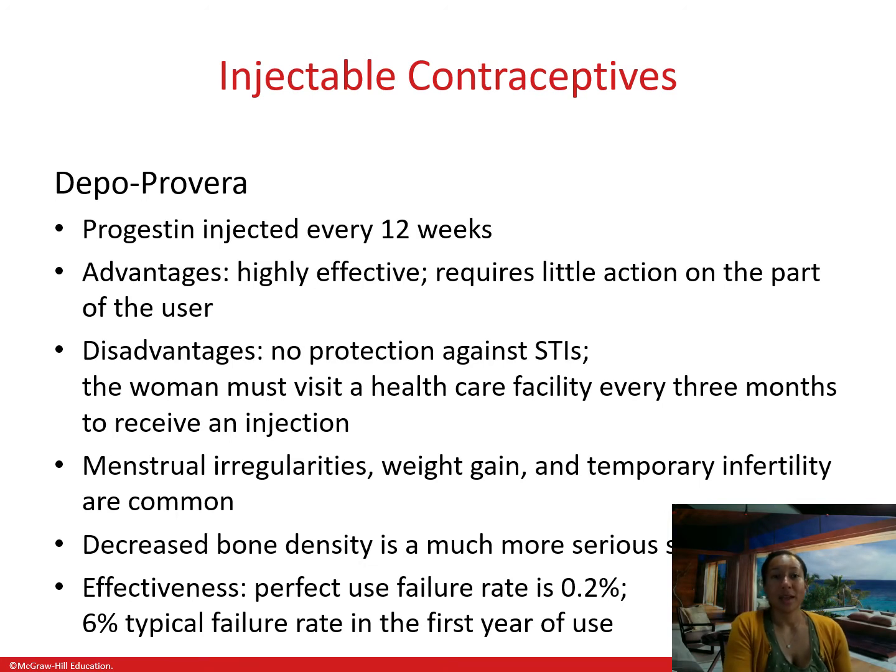Depo-Provera, this is an injectable contraceptive, and this is mainly created from progestin, and it's injected every 12 weeks. And so the advantage is it is effective. It requires little action on the part of the user because you only really have to deal with it every 12 weeks. The disadvantage: no protection against STIs. If you are afraid of injections, then this is not going to be an option for you. And you must go visit the healthcare facility every 3 months to have the injection. So while it's quick, some people don't like needles, probably not going to be the best thing for you.